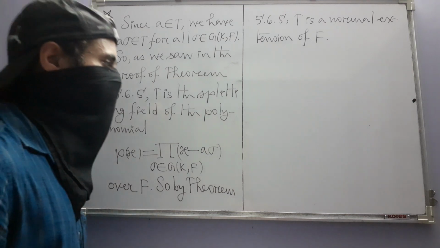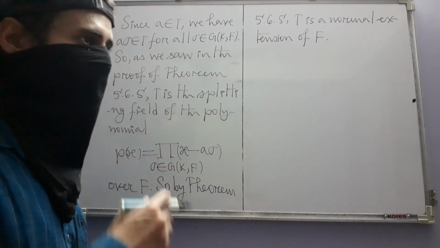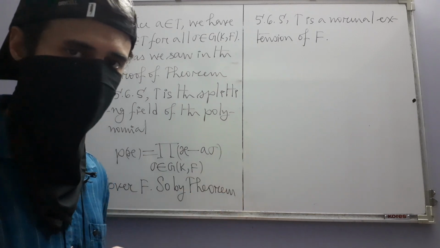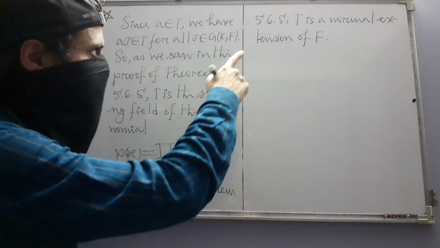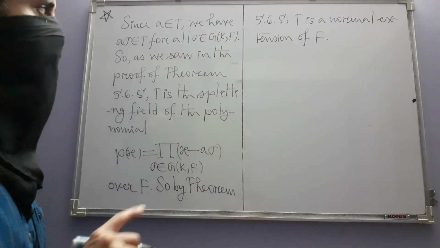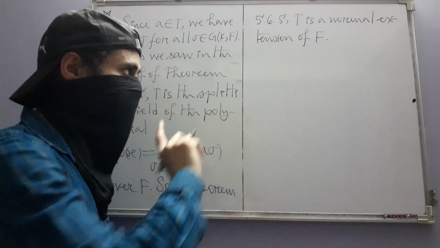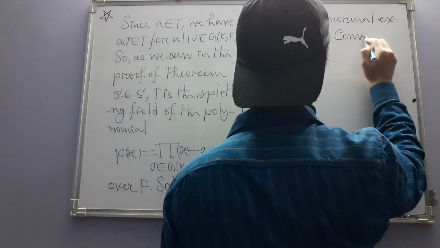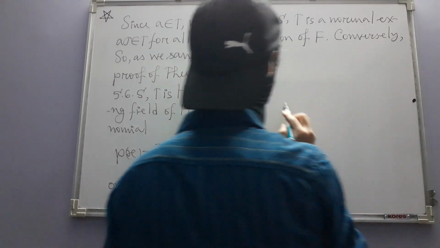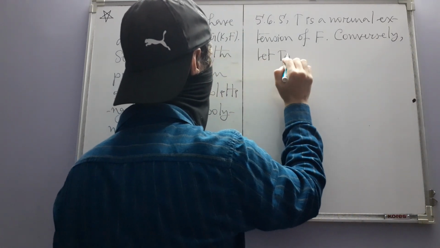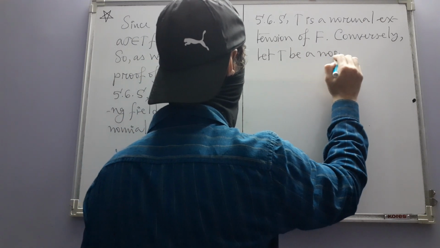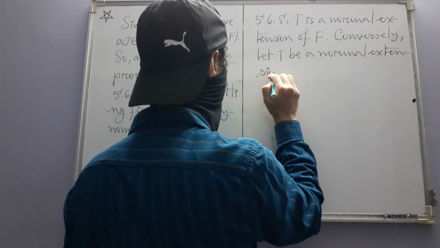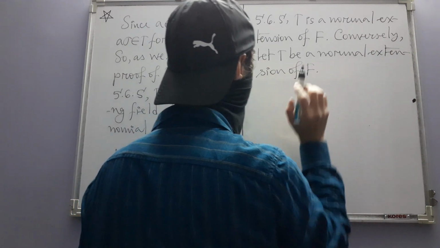So what have we got here? The condition that T sigma is a subset of T for every sigma coming from the Galois group. That condition has implied that T is a normal extension of F. But now we are going to show that the converse is also true. Conversely, let T be a normal extension of F.